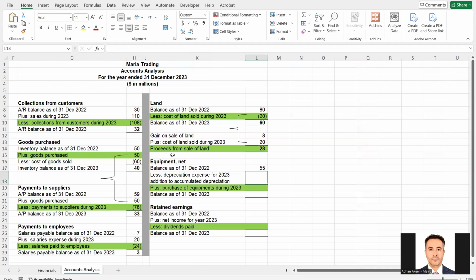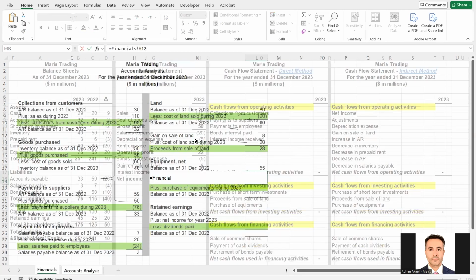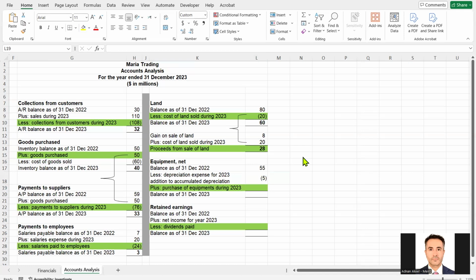Now, how much was the depreciation for the year? This is coming from the income statement. Depreciation expense was 5 million. Okay. Now, what was the ending balance for the equipment? This is from the balance sheet, 75. So what is the logic here? I started the year with 55 million worth of assets. During the year, they were depreciated by 5.